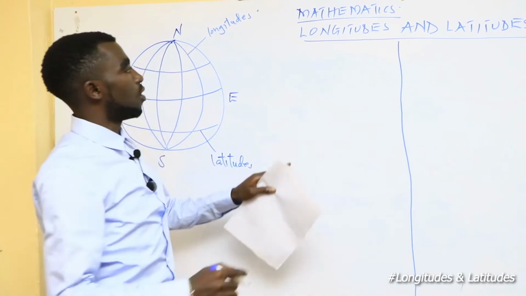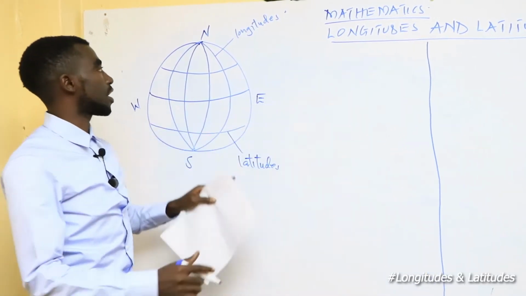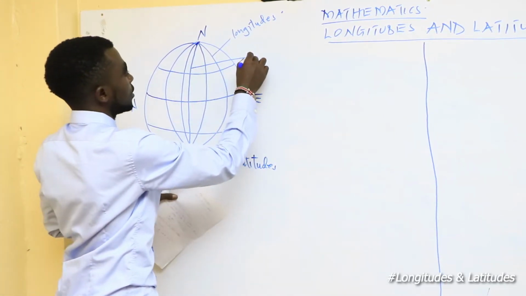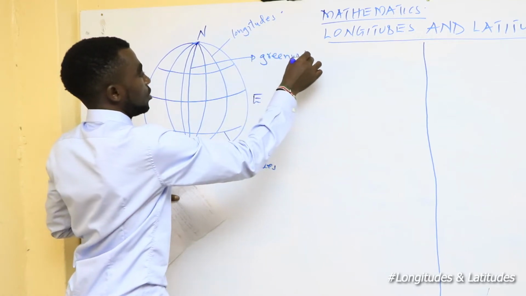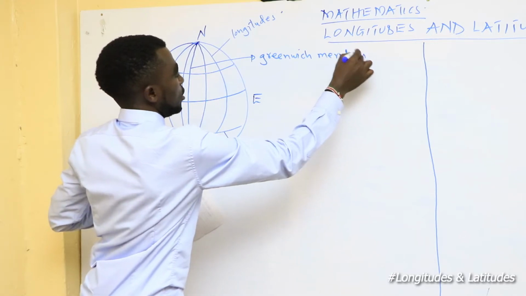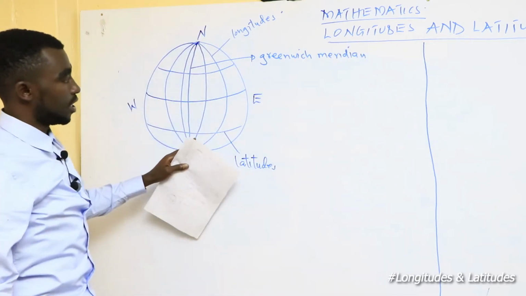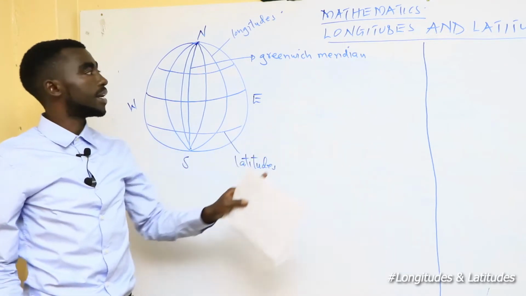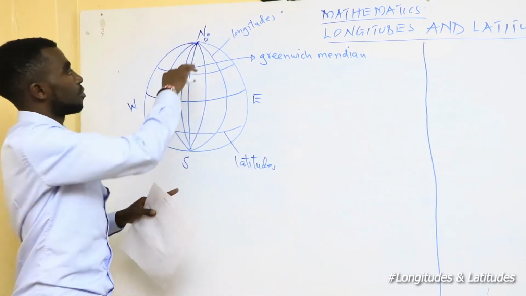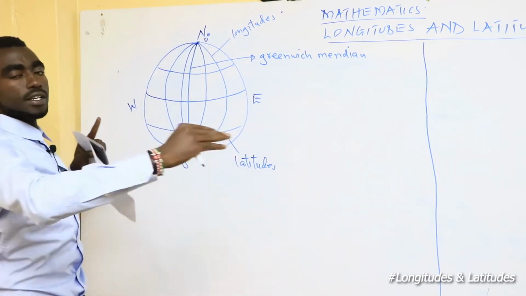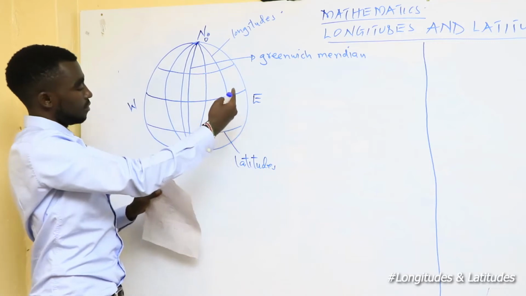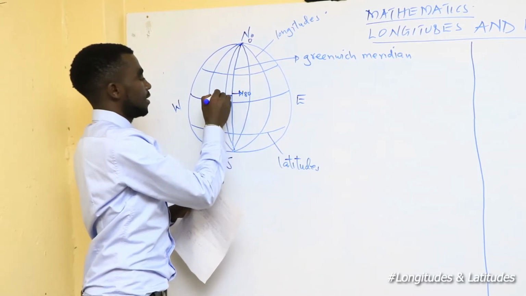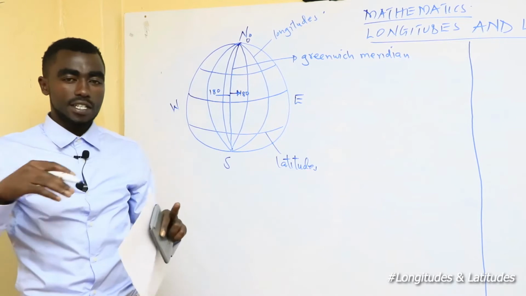Another term we need to understand, we usually have the major longitude, which cuts the sphere into equal parts, and it is called the prime meridian or the Greenwich meridian. So all of them from north to the south are the longitudes, but the one which cuts the sphere into two equal parts is what we call the Greenwich meridian, and we say it is at 0 degrees. From this 0 degrees to the east side, we can cover 180 degrees. From the Greenwich meridian to the west side, we can cover 180 degrees as well. Remember, the sphere being spherical, we say it covers 360 degrees.